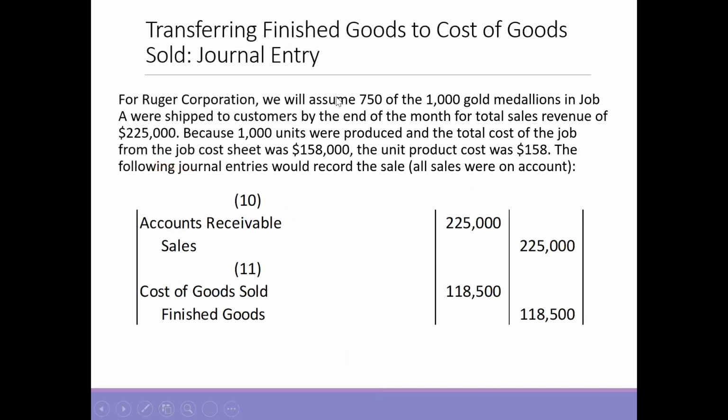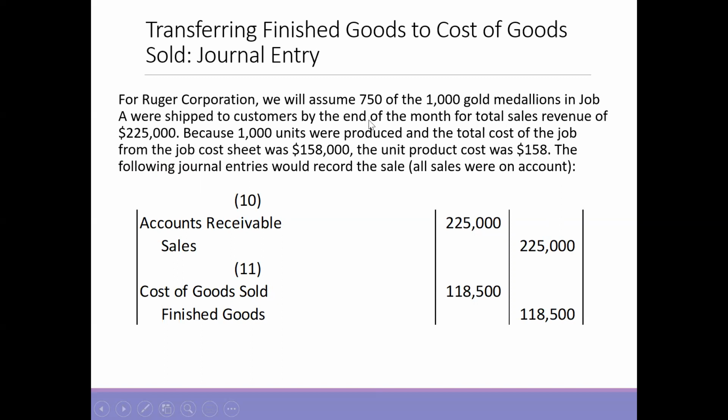For Ruger Corporation, we will assume 750 of the 1,000 gold medallions in job A were shipped to customers by the end of the month for total sales revenue of $225,000. Because 1,000 units were produced and the cost of the job from the job cost sheet was $158,000, the unit product cost is $158 per medallion. The following journal entry would record the sale.